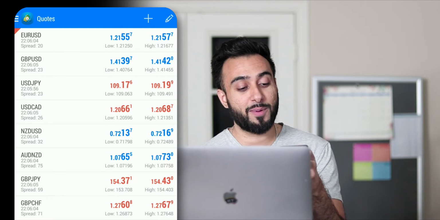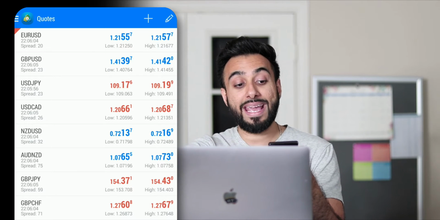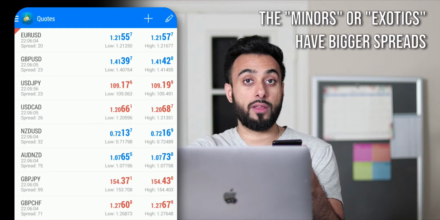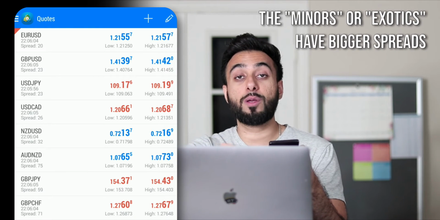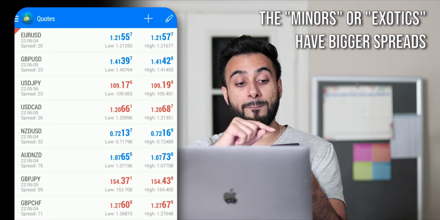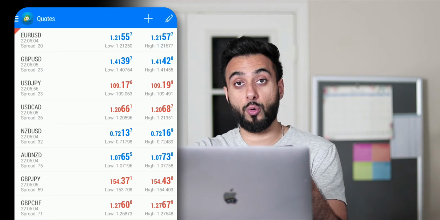So whenever you're trading a currency pair that doesn't have a USD, or in other words, is not a major, whenever you're trading currency pairs that are either minors or exotics, their spreads are going to be wider than spreads with major currency pairs. Or in other words, majors are the currency pairs that include a US dollar.